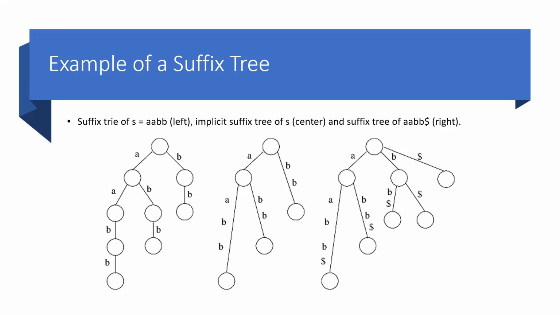And then the middle tree is an implicit suffix tree, where the edges can have more than one character that denotes a path. And then on the right, we have what could be called a true suffix tree, where there's a $ symbol at the end of the string. This is usually used if one of the suffixes of the string is a prefix of another suffix, then we need the $ to distinguish.